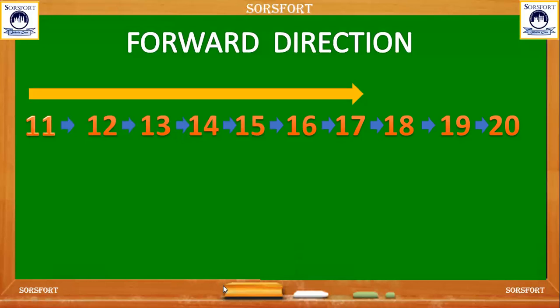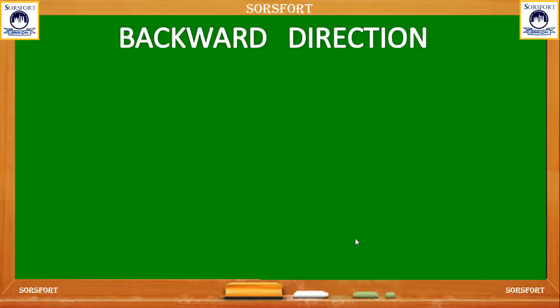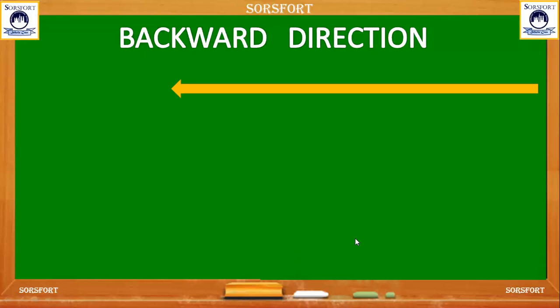So in forward direction, writing from 11 to 20, we have to write the number which comes after. Okay. Now come to the next page. Now in this page, we will learn how to write in backward direction. Let's see. 20. First 20. Now which number will come before 20?